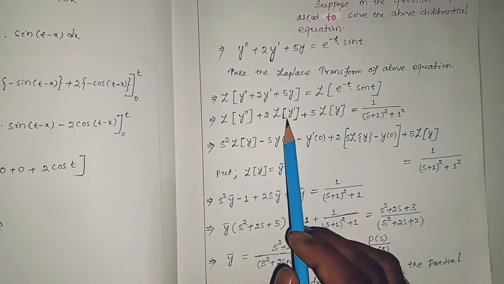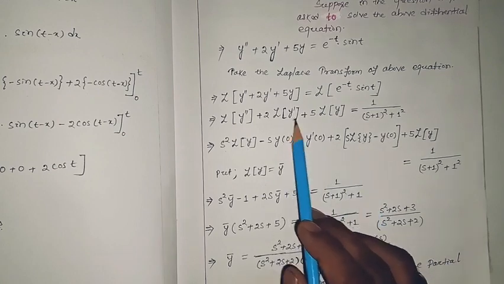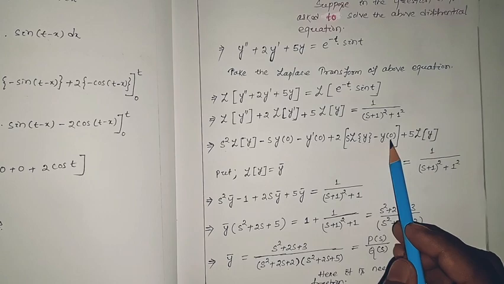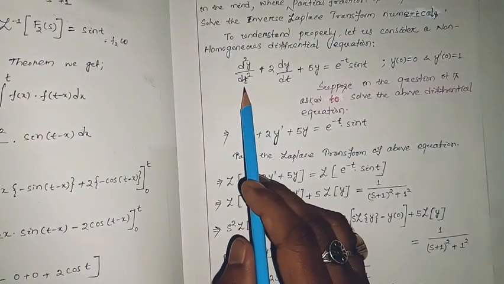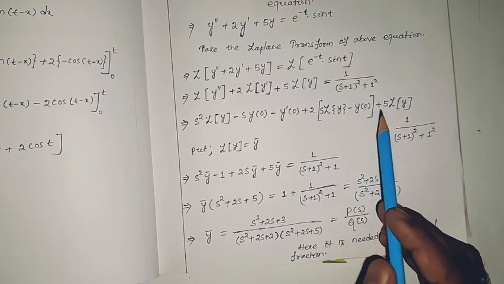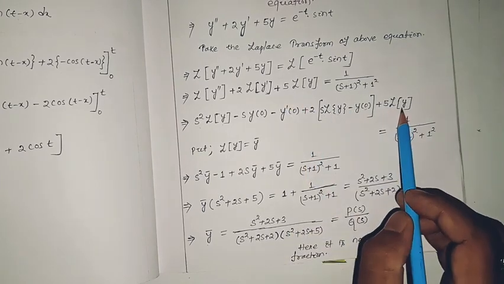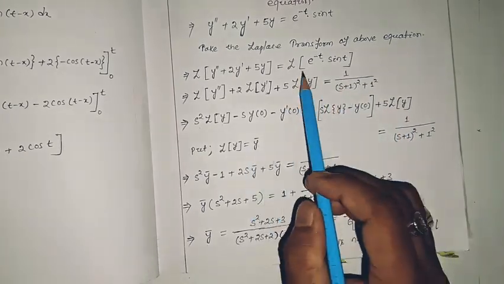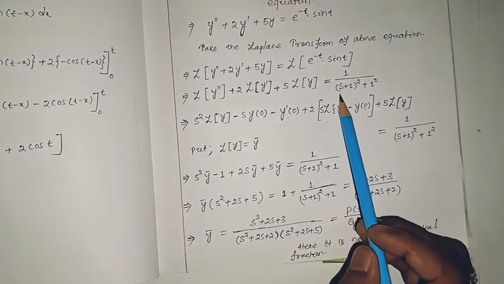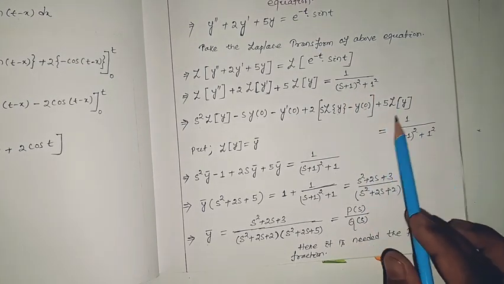plus the Laplace transform of the first derivative of a function, which is nothing but s times the Laplace transform of that function y minus y(0), y at t equal to 0. As it is differentiated with respect to t, we take t equal to 0, that means y(0). Plus 5 Laplace transform of y will be equal to this much. The Laplace transform of e to the minus t into sin t is nothing but 1 by (s plus 1) whole square plus 1 square, whatever is written over here.